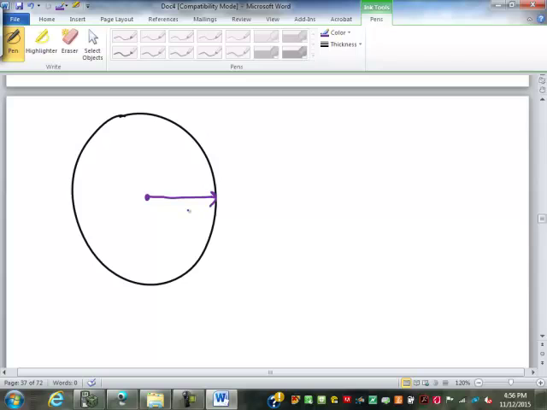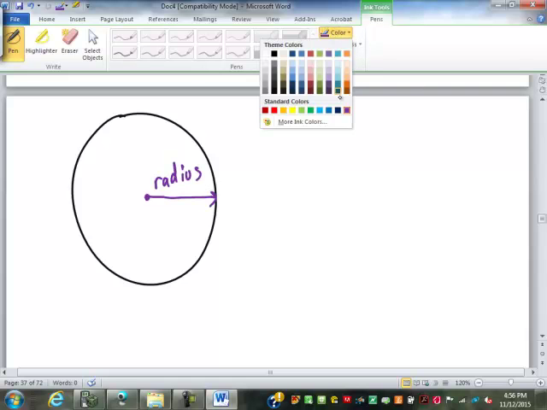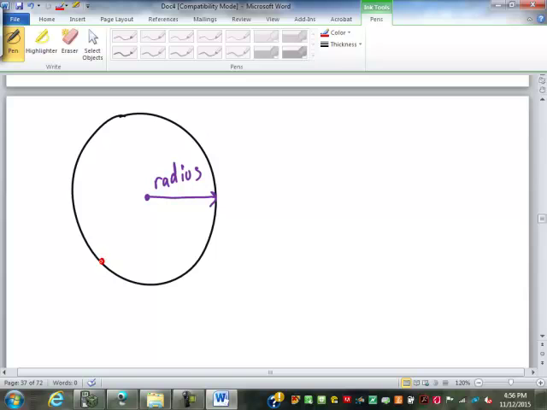Defining features of a circle. The center of a circle, of course, defines where it's located. That has no dimensions, so we really can't measure anything there. The distance from the center out to the edge of the circle is called a radius. A line segment that has its endpoints on the circle is called a chord. If that chord happens to go through the center of the circle, it is called a diameter.